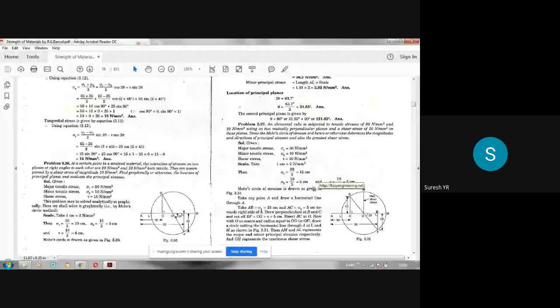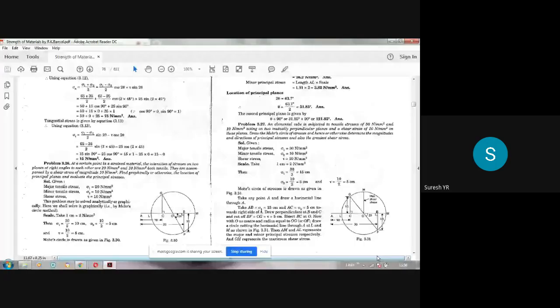Now take this, draw a horizontal line, measure AB. How many centimeters do we have to take? 15 centimeters, because we have chosen a scale of 1 centimeter equal to 2 Newton per mm square in both x and y directions. You have to choose the same. Shear stress is represented in the y direction. That is the concept here, because they are mutually perpendicular to each other. So AB is 30, that is 15 centimeters.